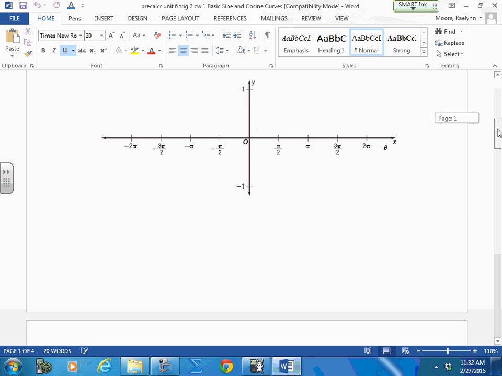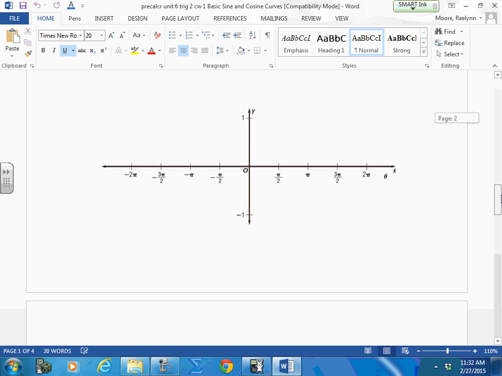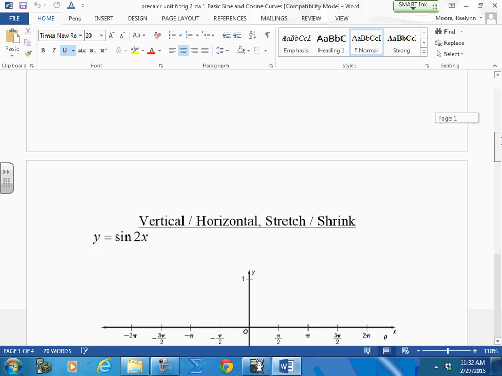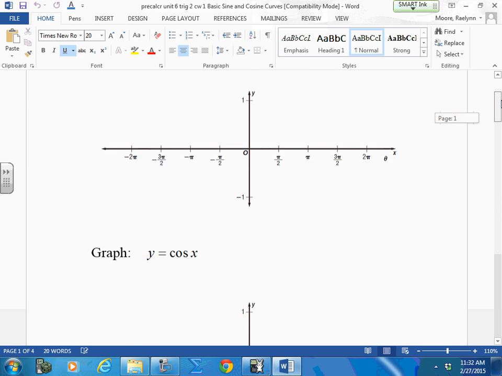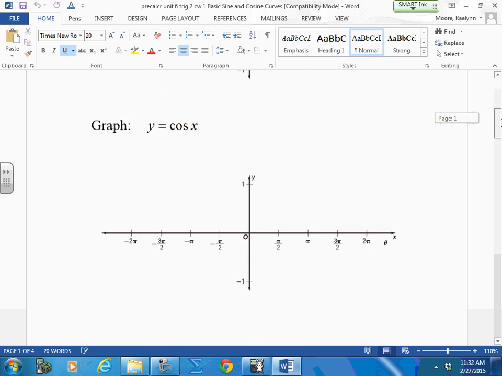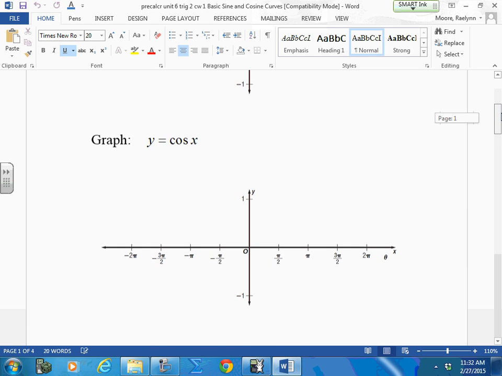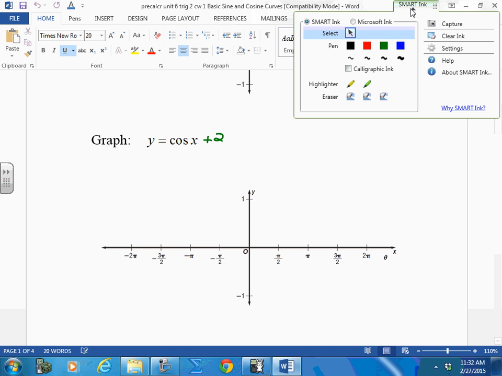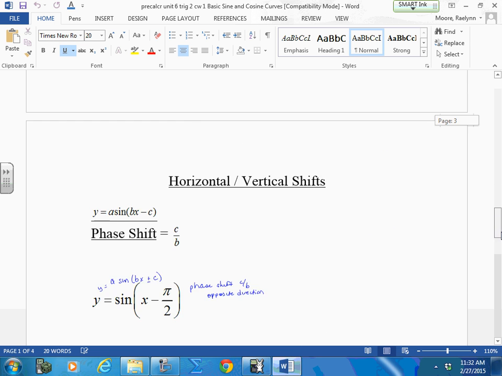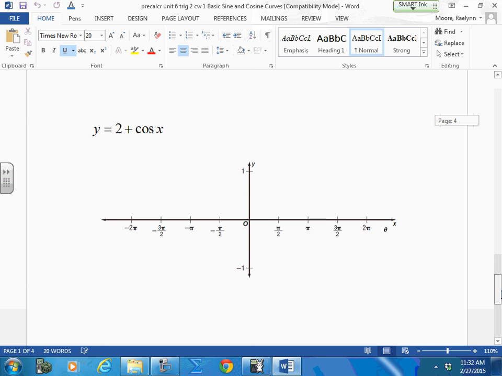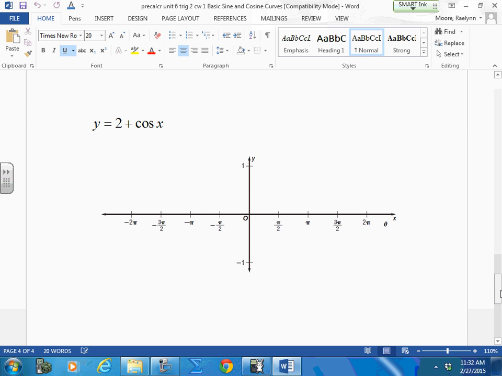Also, your other transformations work real similar off of this. Let's do, let's see if I have one here. Okay, let's do a vertical shift up 2. We're going to take this cosine curve. I think it's at the bottom of this page. Yeah. Is it at the bottom? Okay, yep, there it is. Thought I saw it on here.